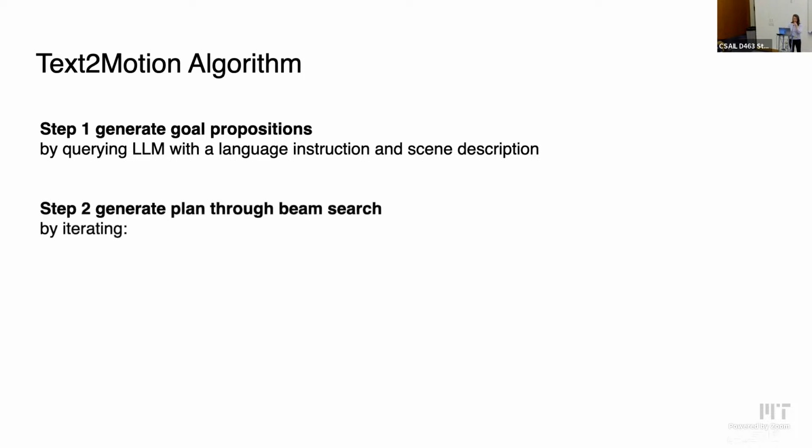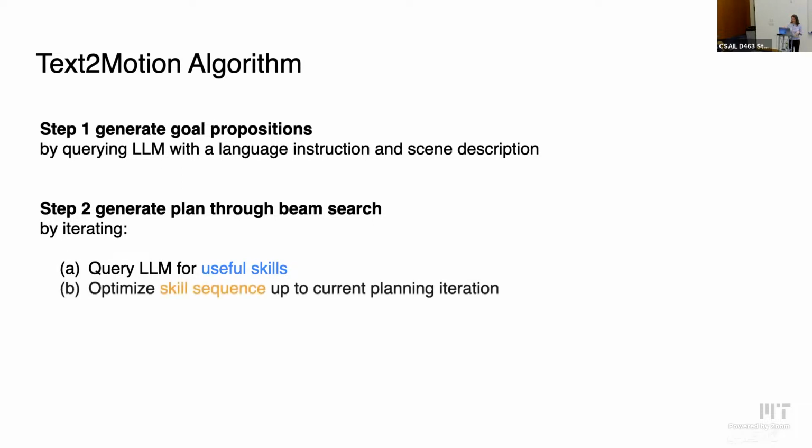And as a second step, we generate a plan through beam search by iterating through the following steps. For each iteration in that plan, we query the LMM for a useful skill, which I will talk about in a second. And then we use TAPS, the system that you've seen before, to optimize the skill sequence up to the current planning iteration and to see if it's actually good enough. And then we select the skill, out of the set of skills that we ask the LMM to propose, with the highest combined score that basically describes usefulness and feasibility. Feasibility, like in the TAPS work that you've seen before.